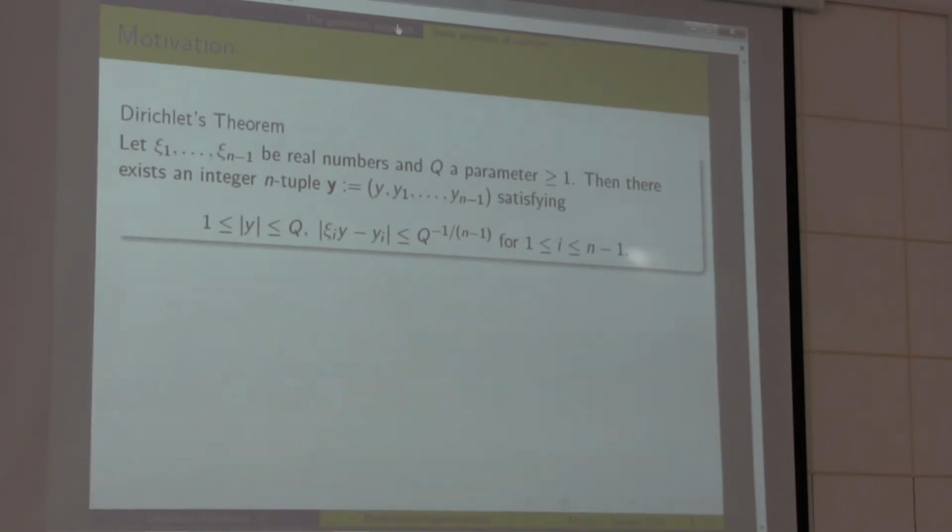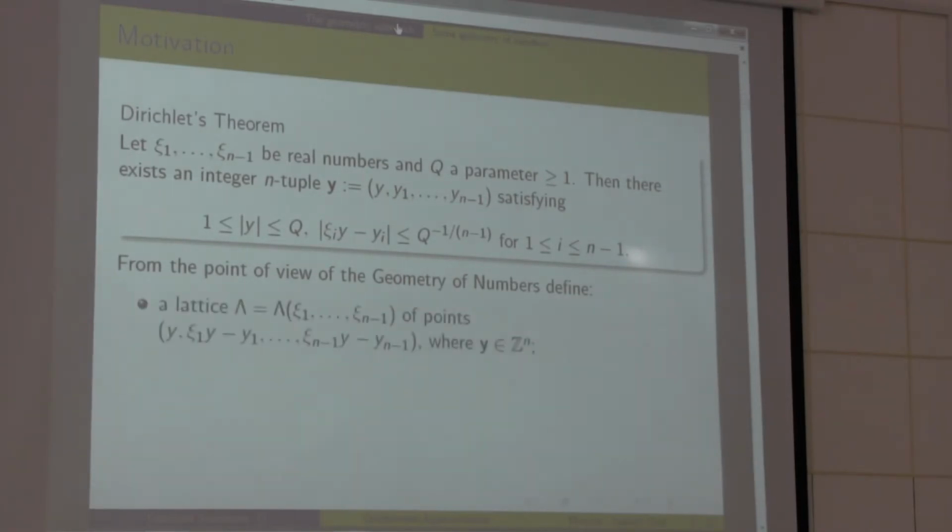And asking ourselves, what does that mean from the point of view of geometry of numbers? Well, you define a suitable lattice, depending on those points that you want to approximate simultaneously. And you define a certain convex body, or a relative magnitude fact, that depends on the parameter Q in the theorem, given by those inequalities.